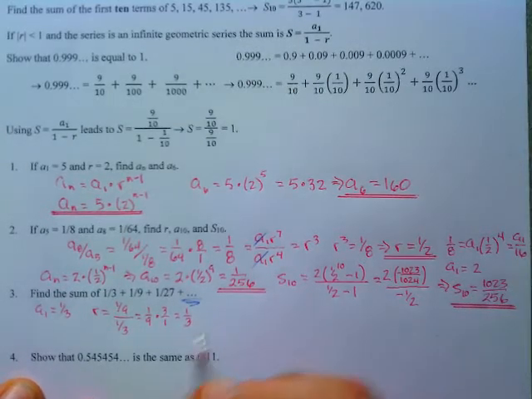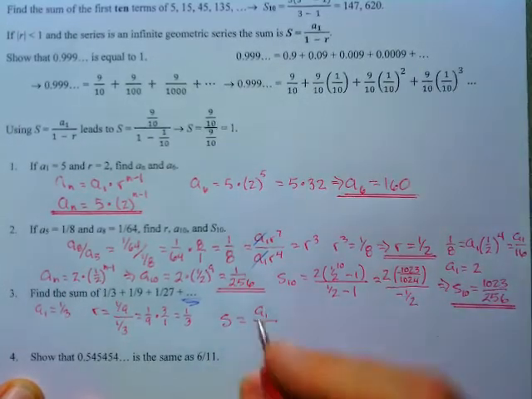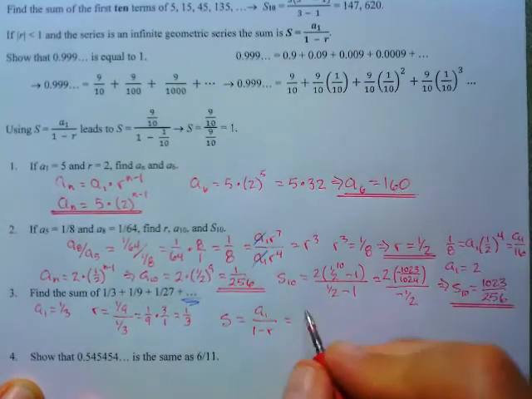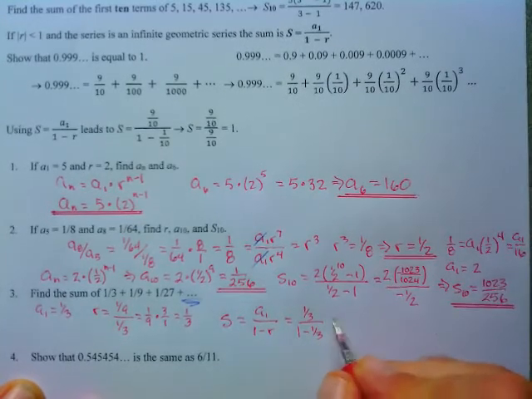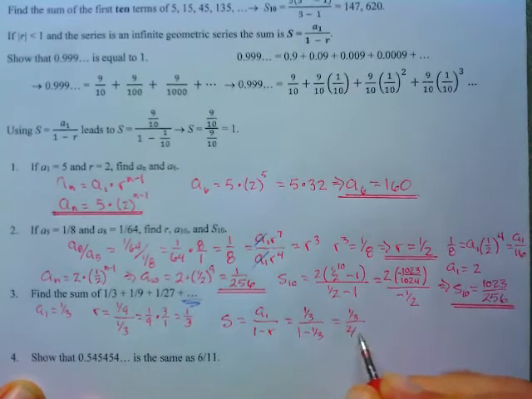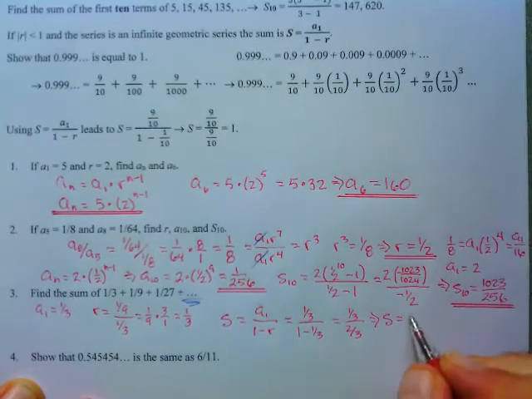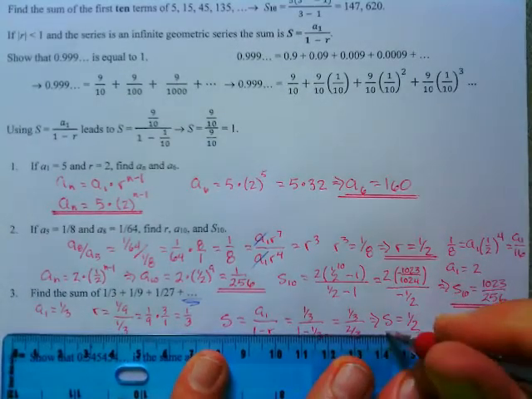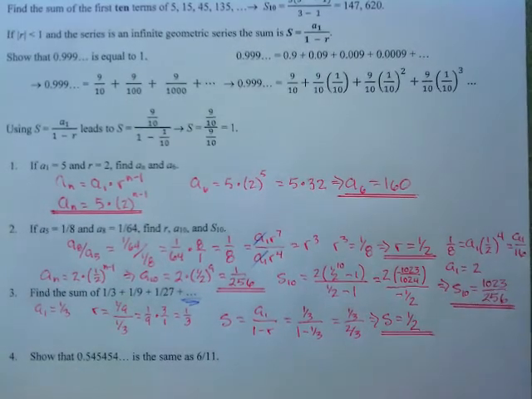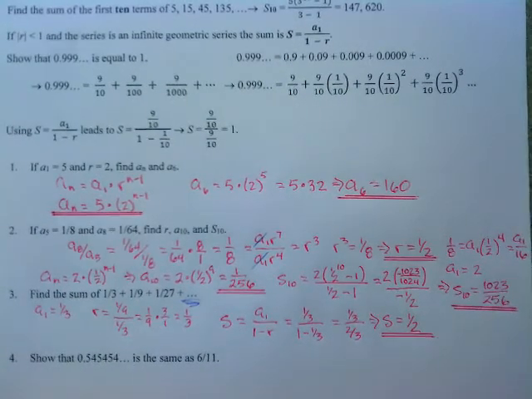Now this is an infinite series. R is less than 1. So S equals A1 over 1 minus R. So A1 was 1/3. This is going to be 1 minus 1/3. So that's 1/3 over 2/3. S equals 1/2. So a series in which we go 1/3 times 1/3 times 1/3 times 1/3 and so forth to infinity, the sum of all those terms is 1/2.